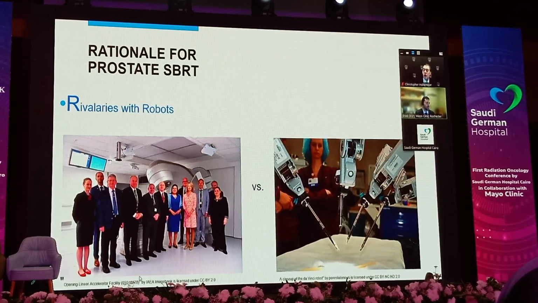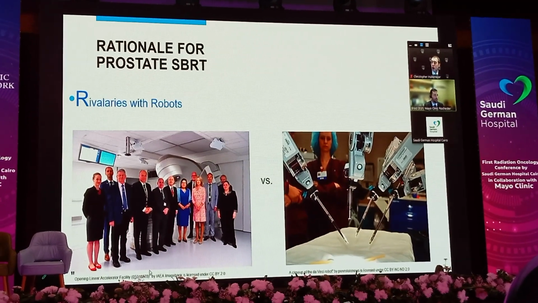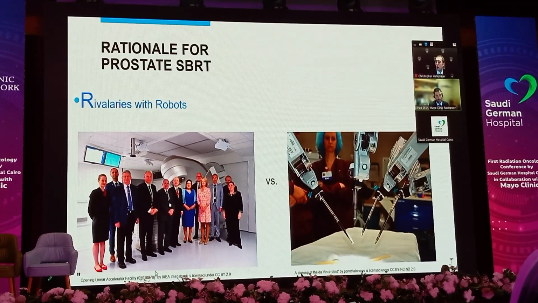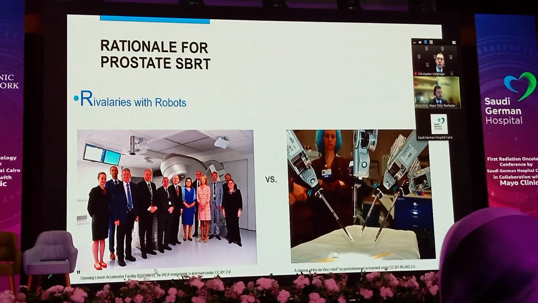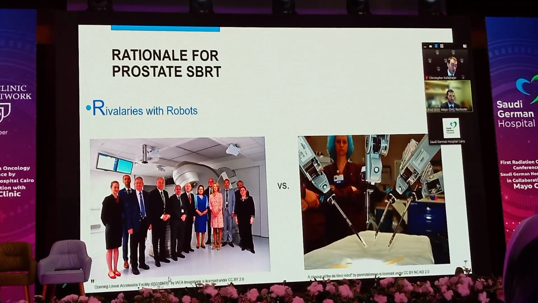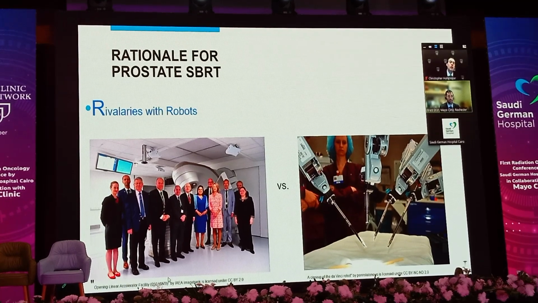And then the final R is something I call rivalries with the robot. The urologists who perform surgery, which is a very acceptable and reasonable treatment for most patients with prostate cancer, we often have to talk to and counsel patients about how our treatments compare to surgery.